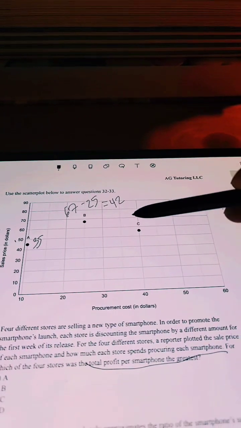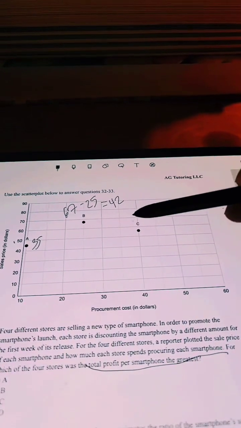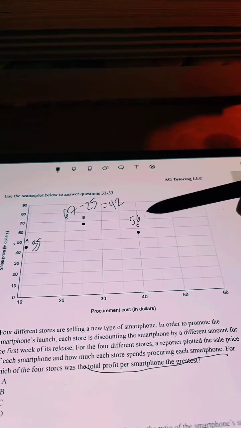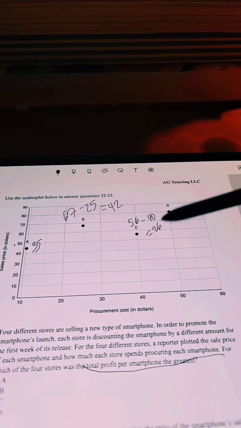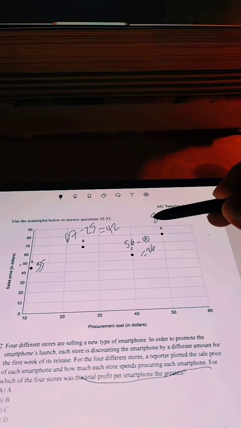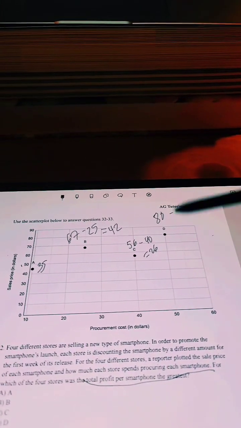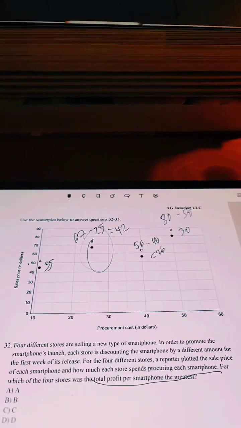And then this one looks a little bit above halfway of the 55 mark. So let's say that's like 56. Minus, and then this is at 40, so that is going to be 16, so B is still winning. And then we have 80 minus 50, which is going to be 30, so B definitely wins.